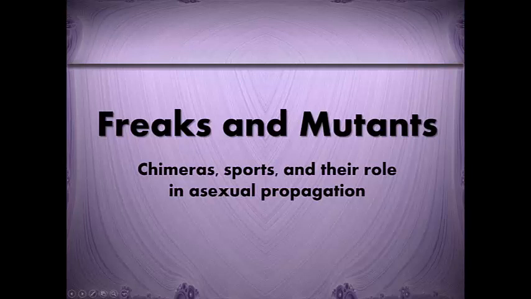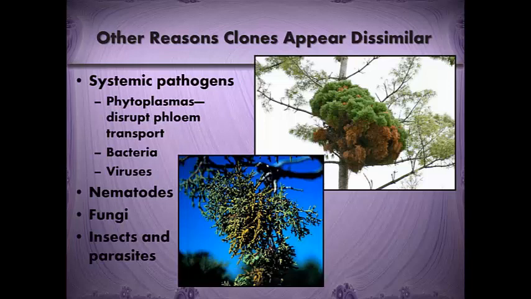So in the last two mini lectures, we talked about how phenotype and mutations can affect clones or asexually propagated plants and make them look different. In this mini lecture, we'll talk about how pathogens can make them look different from each other. There are a lot of systemic pathogens that affect the entirety of the plant that can make your plants appear different from each other even if they're genetically identical.